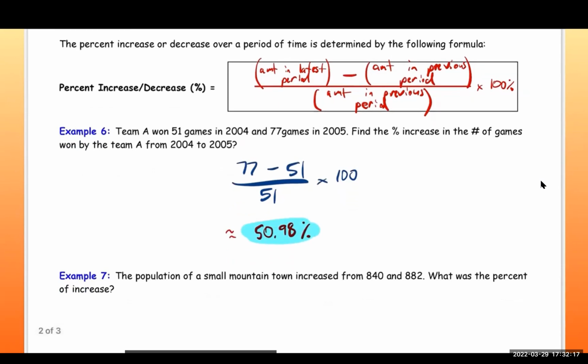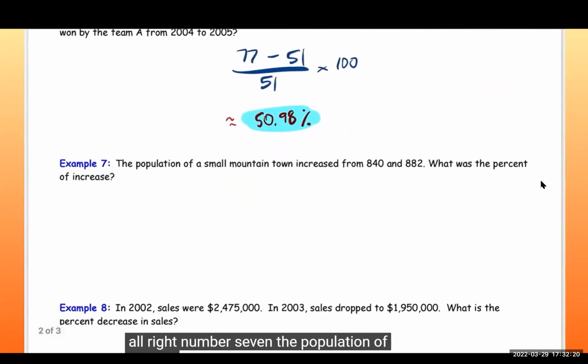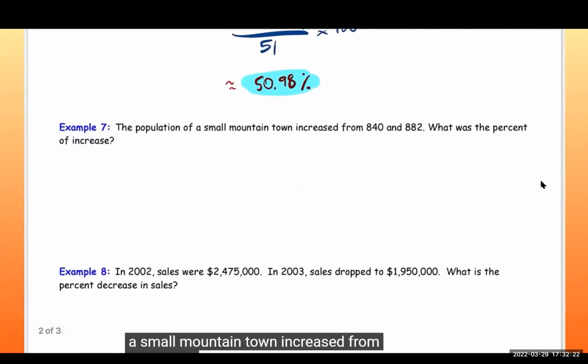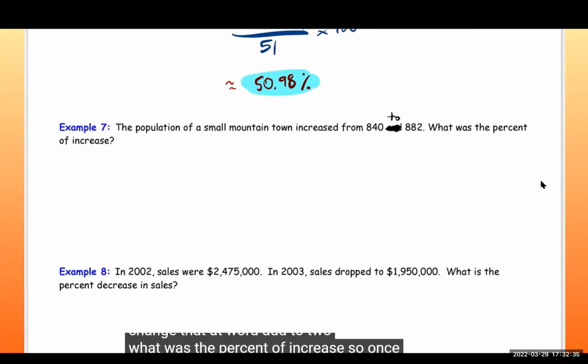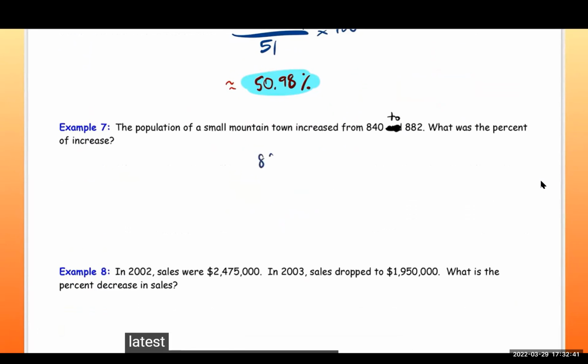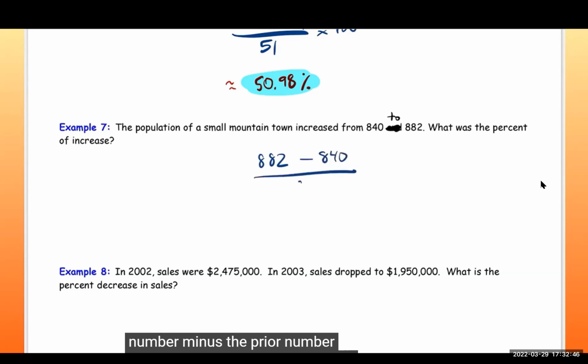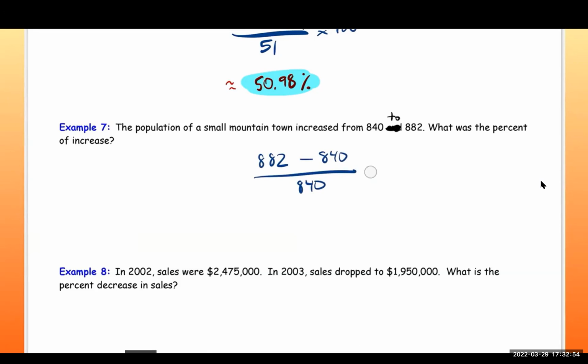All right. Number 7, the population of a small mountain town increased from 840, I think they meant to say 882. So I'm just going to change that word "and" to 2. What was the percent of increase? So once again, we do the latest number minus the prior number divided by the prior number. All right, and so don't forget to multiply by 100 like I almost did. And that will do it.